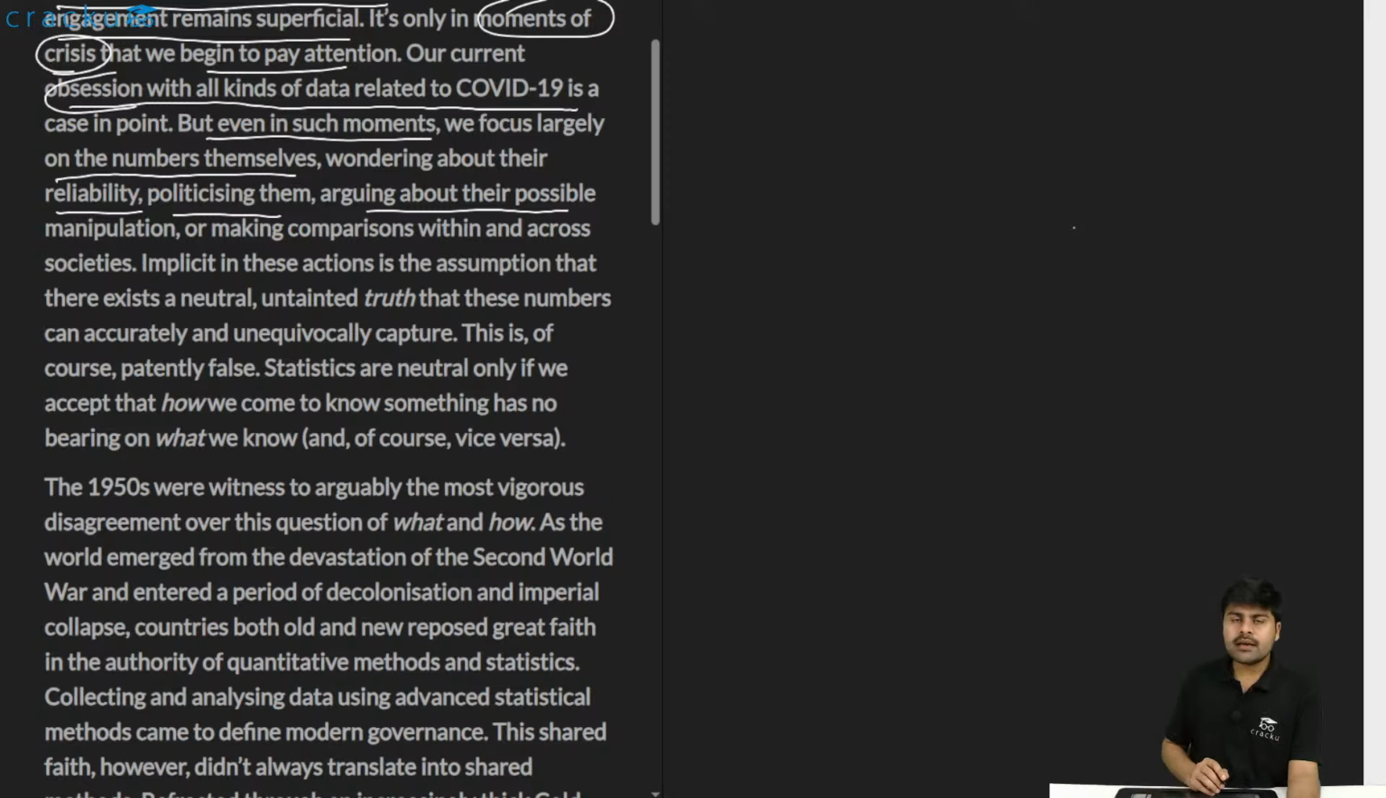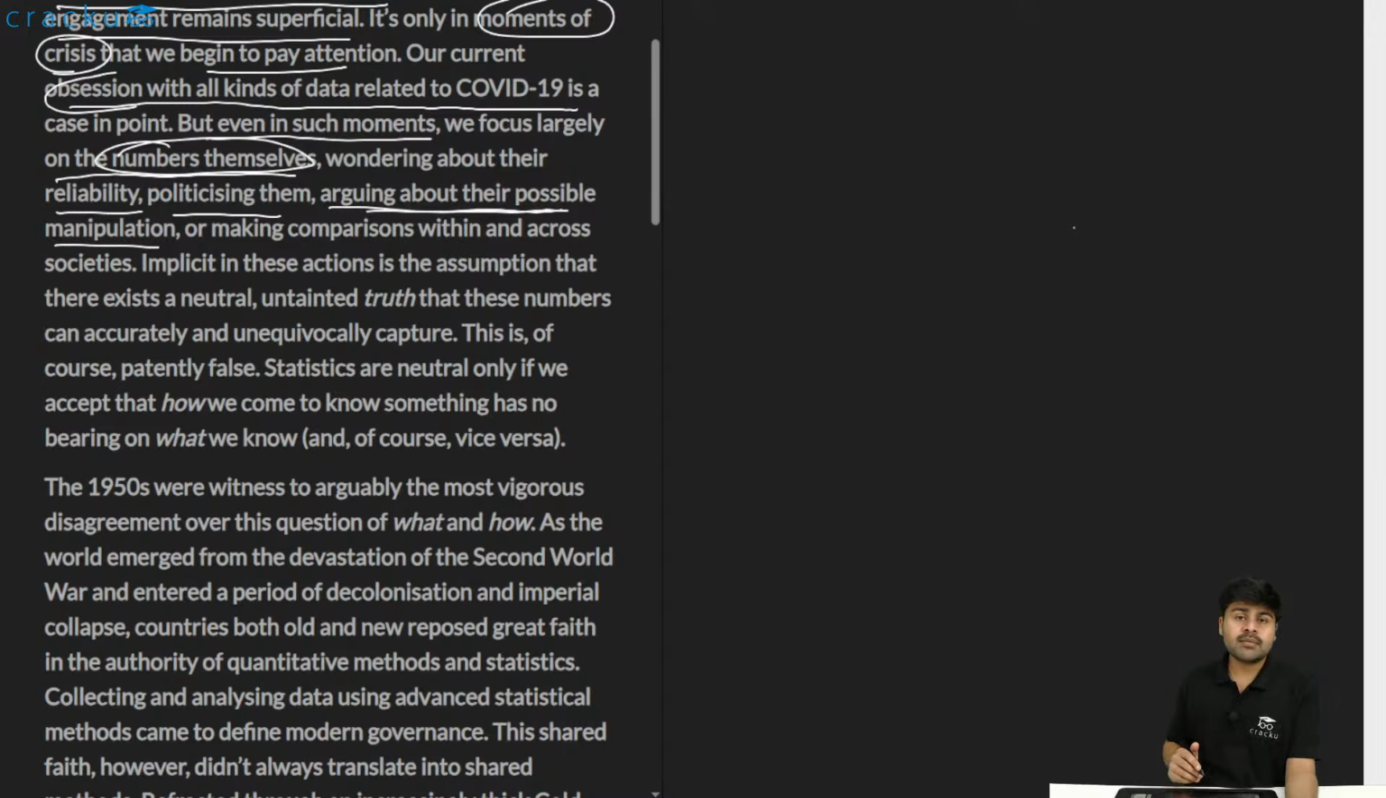But even in matters of crisis, if the crisis is not really that serious, sometimes what we tend to do is focus largely on the numbers themselves. We try to talk about how reliable these numbers are. We try to be concerned about whether these numbers are political or not, right? Arguing about their possible manipulation.